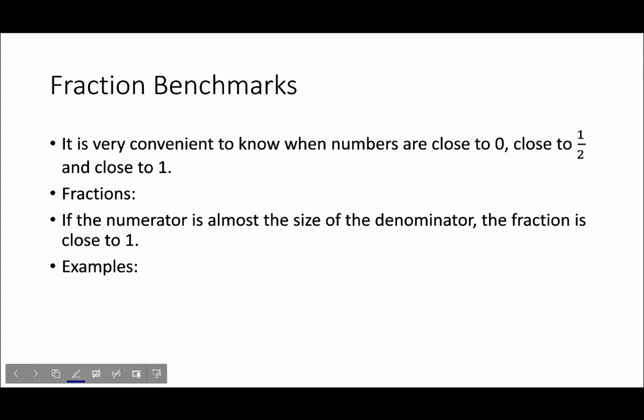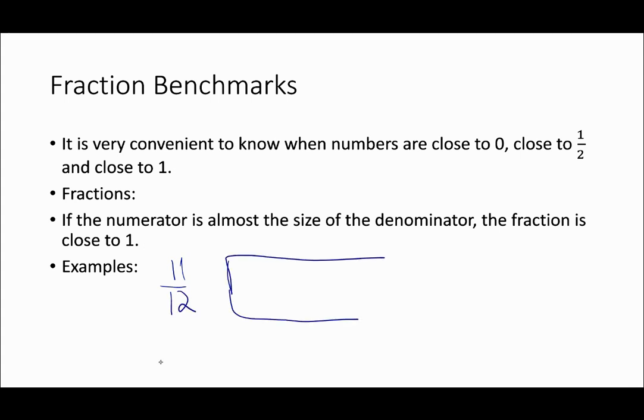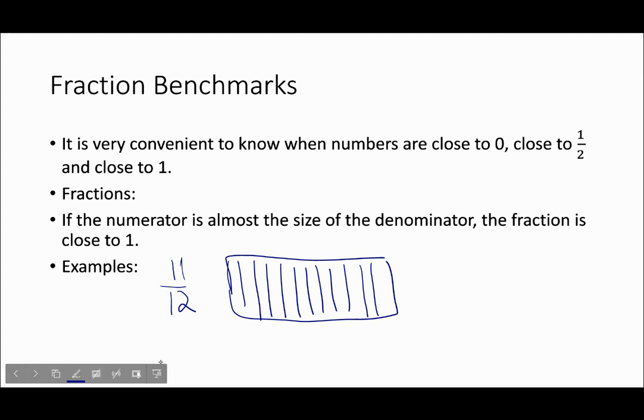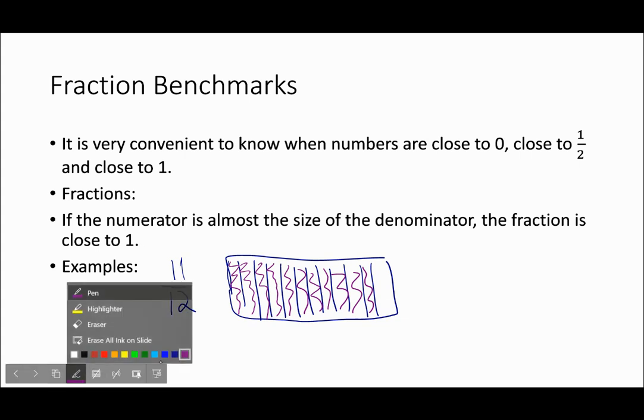If the numerator is almost the size of the denominator, then your fraction is close to 1. So if you have something like 11 out of 12, that's pretty close. If you were to draw a chocolate bar, 1, 2, 3, 4, 5, 6, 7, 8, 9, 10, 11, 12, I'll just roughly count that. 11 out of 12 looks something like this. 1, 2, 3, 4, 5, 6, 7, 8, 9, 10, 11. You can see that most of this is shaded in. Of course, very roughly, but you can see that this is pretty much almost 1. So if your numerator is pretty close to your denominator, then you can say that the fraction is close to 1.